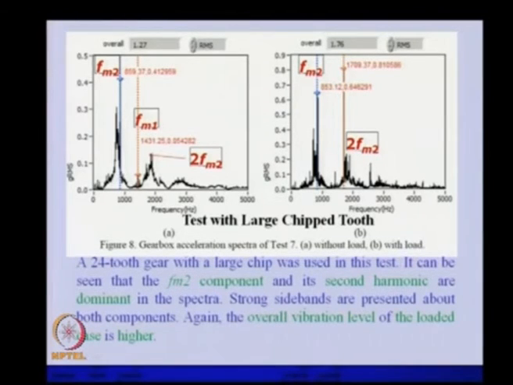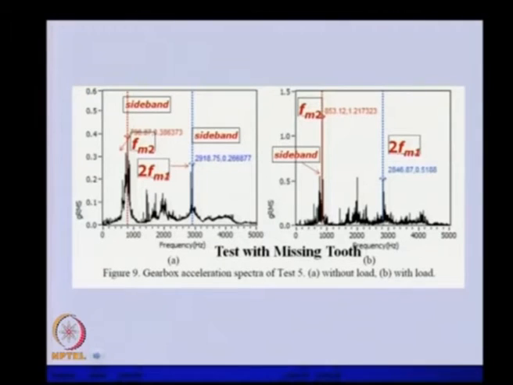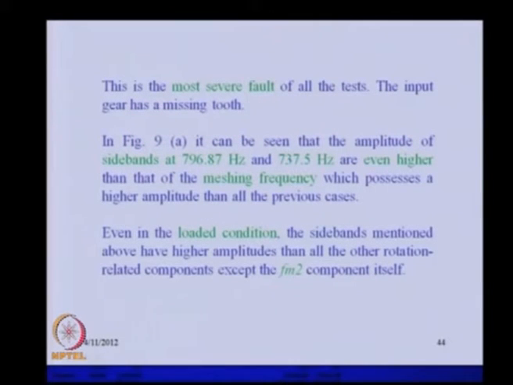Again, the overall vibration level of the loaded case is higher. Even the vibration signal level, if we see, will be higher as compared to the previous one. So, this is with the missing tooth, the most severe fault, in which the tooth itself is removed completely. This is the most severe fault of all the tests. The input gear has a missing tooth.